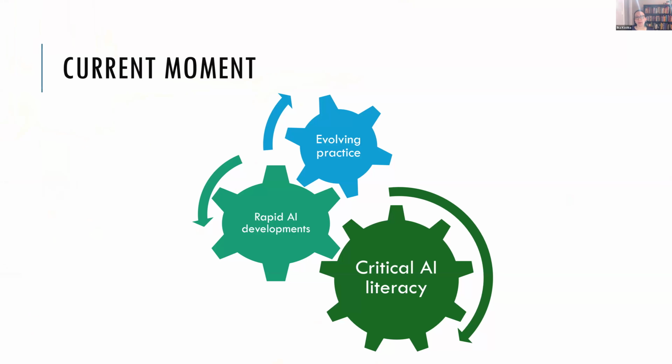So the question is, why are we talking about critical AI literacy? Well, as we all know, generative AI and AI more generally is developing at a rapid pace. These tools are becoming more sophisticated, more powerful, more prevalent. And we know that students are using them and many of us are using them as well. So as a result, our practice has to evolve in order to keep up with these developments. And this is where critical AI literacy comes in. We want to make sure that in everything that we're doing with AI, with our students, with our colleagues, and also with our own work, that we're using AI in an ethical, responsible, safe, and critical way.